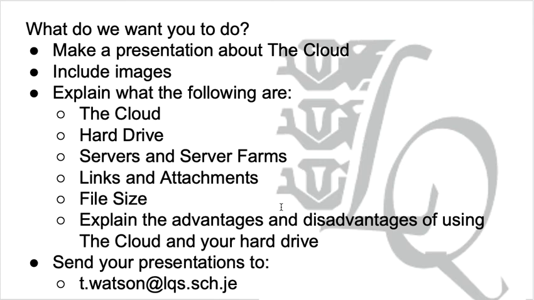Where do they come into it? What's a server and what's a server farm? What's a link and what's an attachment? What does HTTPS stand for? How do we measure file size? What are the units that we measure file size in? And summarize and explain the advantages and disadvantages of using the cloud and your hard drive. One isn't necessarily better than the other. It's just different situations are good for different things.